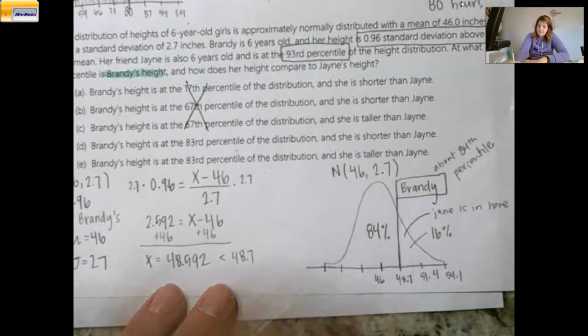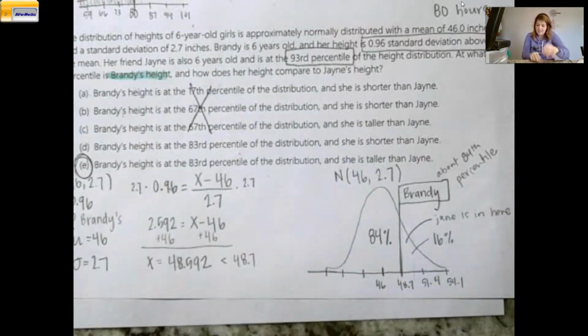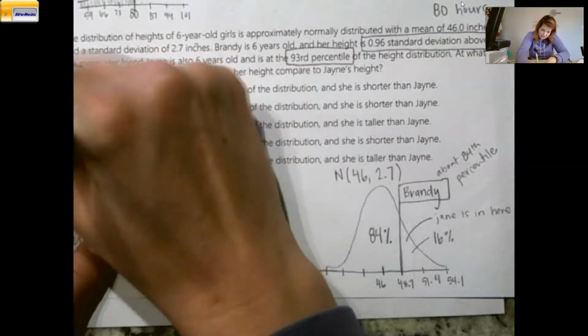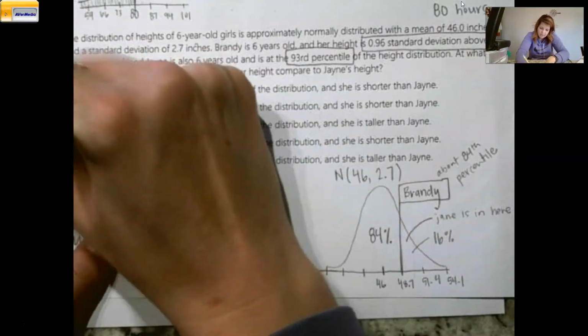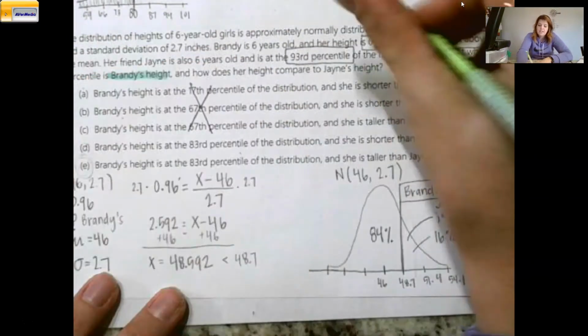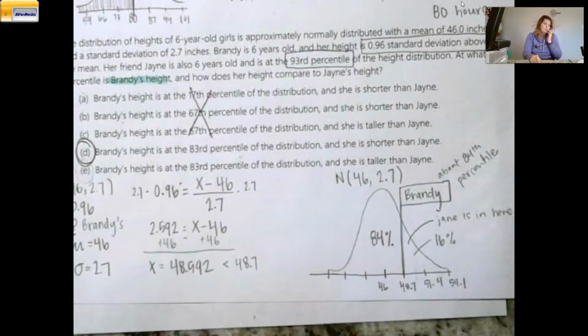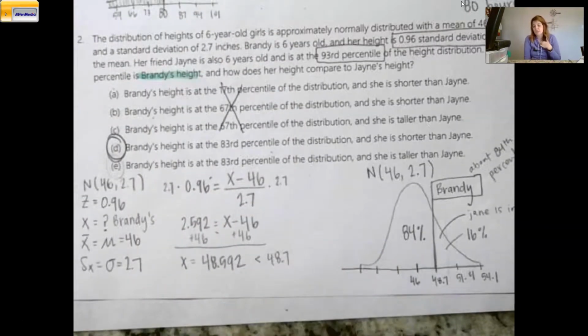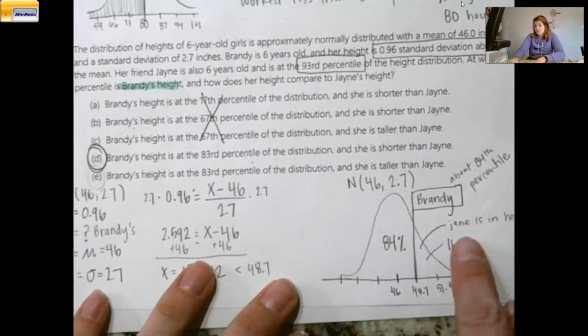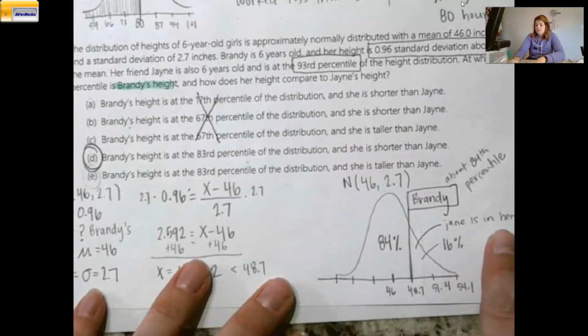And she is taller than Jane, so it is E. She is not taller than Jane. Teacher, thank the heavens you used a pencil. No, bud. She is shorter than Jane. D as in Delta. She is shorter than Jane. Because Jane's up here in the top 16%, and Brandy's over here at 83.